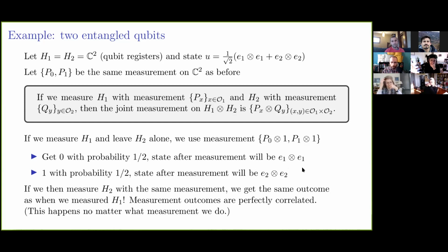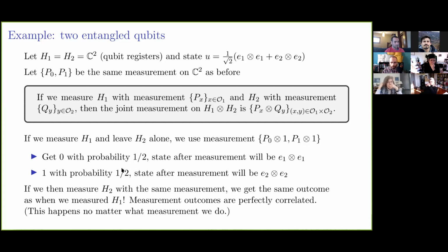So what happens if they try and measure E1 tensor E1? Well, when they do the projection onto 1 tensor P0, they're just going to get the same state back again. And so that happens with probability 1. Whereas if they do 1 tensor P1 and they apply that to E1 tensor E1, they're going to get the 0 vector. That doesn't happen. So they actually will get outcome 0 if the first lab got outcome 0, so the state was E1 tensor E1, they get outcome 0 as well with probability 1.